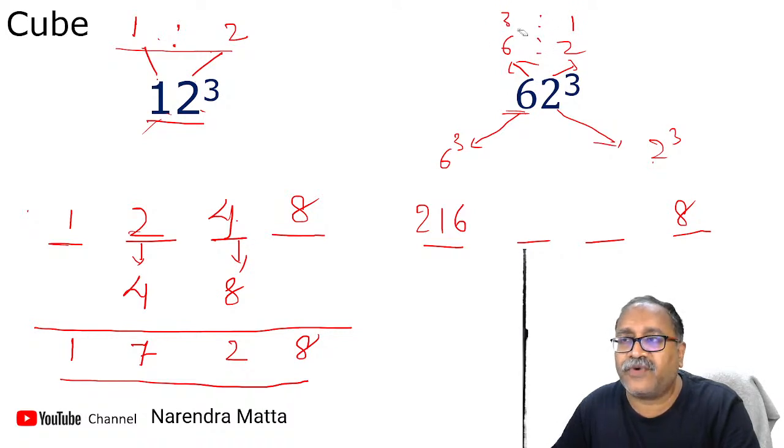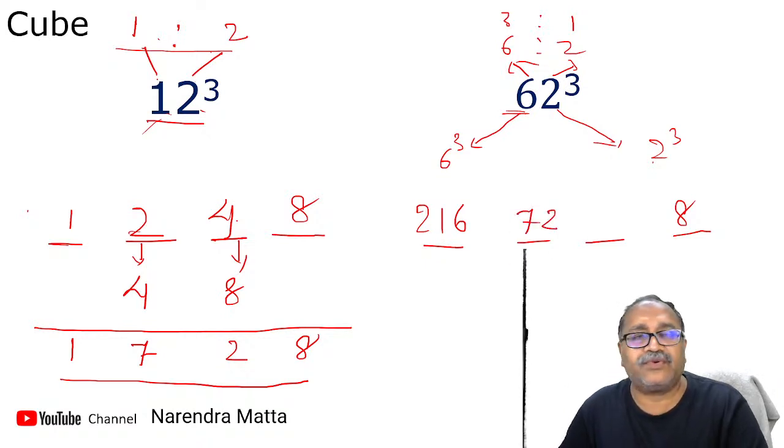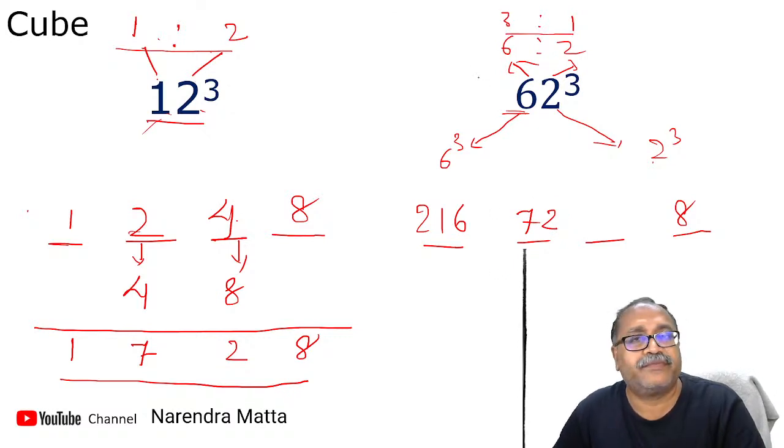Now you form the number in the ratio of 3 is to 1. So this is 3 parts. I need to make it 1 part. So divide this number by 3, you get the 1 part, that is 72. So that is in the ratio 3 is to 1.